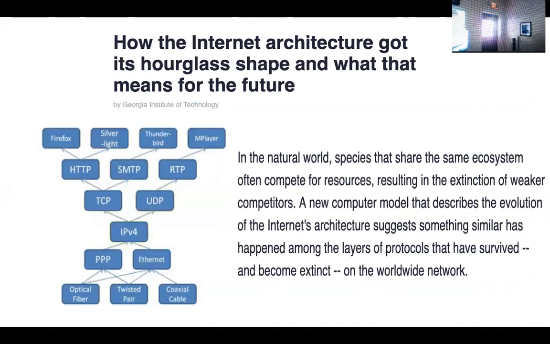This is a kind of fun study which is looking at why it is like this. Why is the internet protocol here not the only one in the middle of these ones that branch out here? And we talk about this. That's something cute. In the natural world, species that share the same ecosystem often compete for resources, resulting in the extinction of weaker competitors. A new computer model that describes the evolution of the internet's architecture suggests something similar has happened among the layers of protocols that have survived and become extinct on the worldwide network.